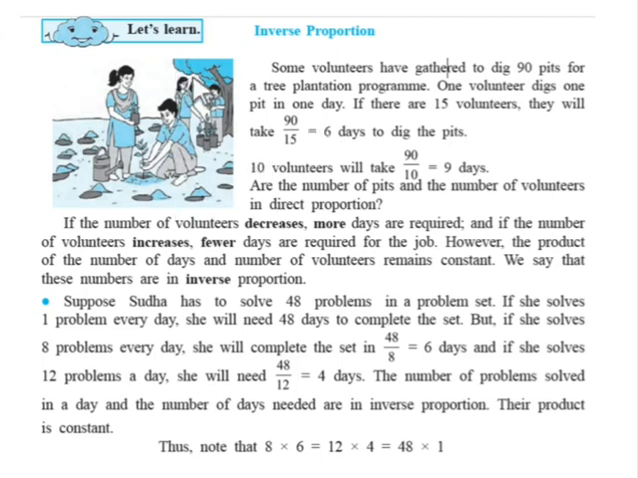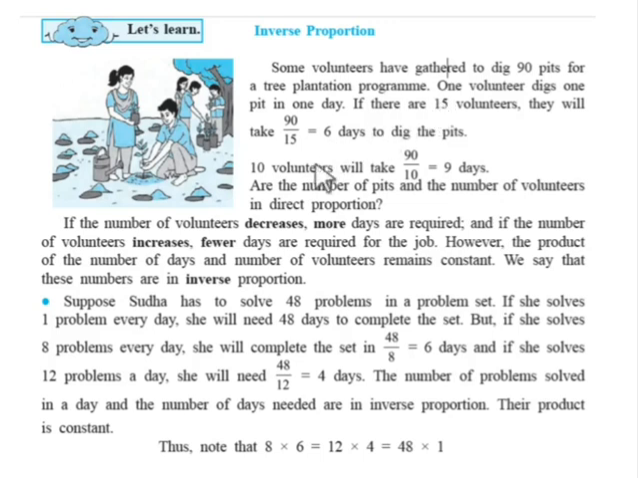Now children, here if you look at the picture, it is clear that the volunteers are digging the pits for a tree plantation program. Also it is given one volunteer digs one pit in one day. Now, if there are 15 volunteers, then you have to find how many days will they take to dig the 90 pits. Now let us see. They will take 90 upon 15, that is total number of pits divided by number of volunteers. You will get the number of days. That is 90 divided by 15, that is 6 days they will require to dig 90 pits.